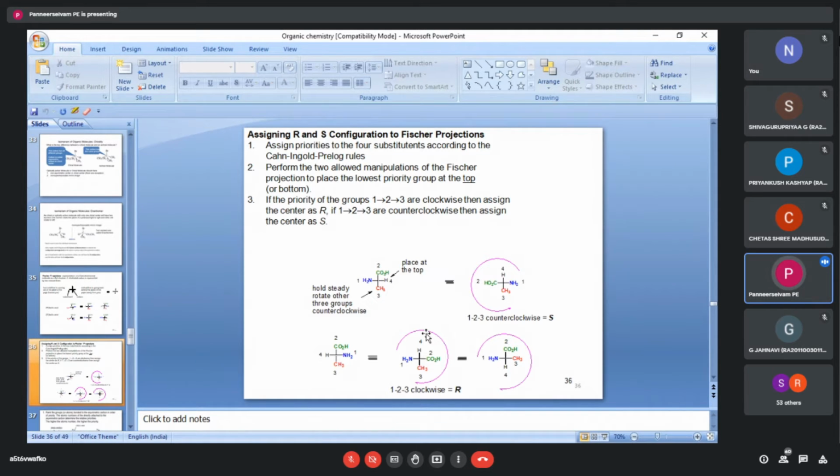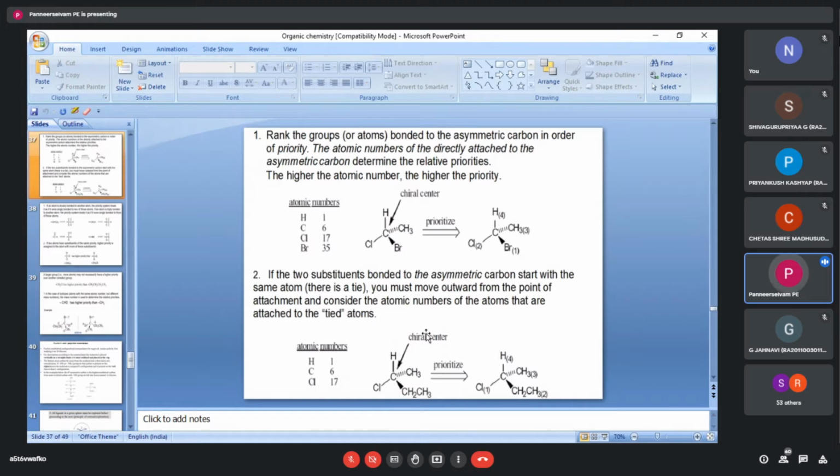Which one has the higher atomic number? First we should write this. For example, here this is a chiral carbon, right? Number 1 is given: bromine, chlorine, then methyl. This is like that.